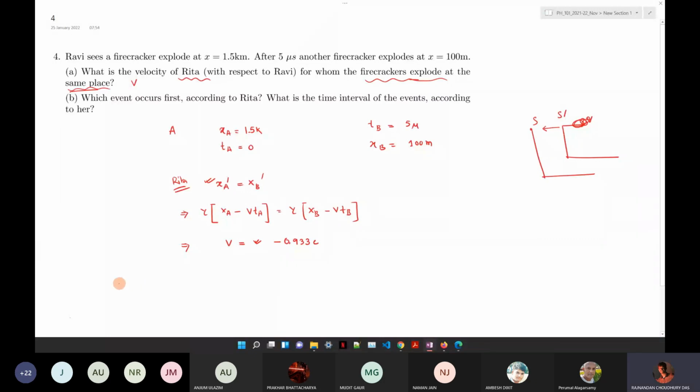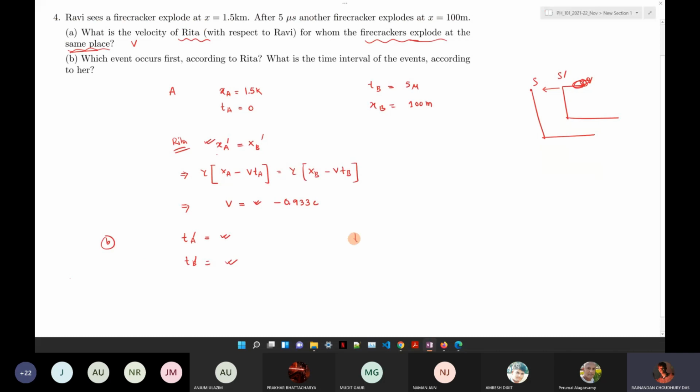Next, which event occurs first according to Rita? So we will again write tA prime how much and tB prime how much. From here we can get whether tA prime is bigger or tB prime is bigger. From that we can find which event is occurring first and what will be the time interval according to her. Simple, right? You can use the time dilation formula here. You will get the same answers.